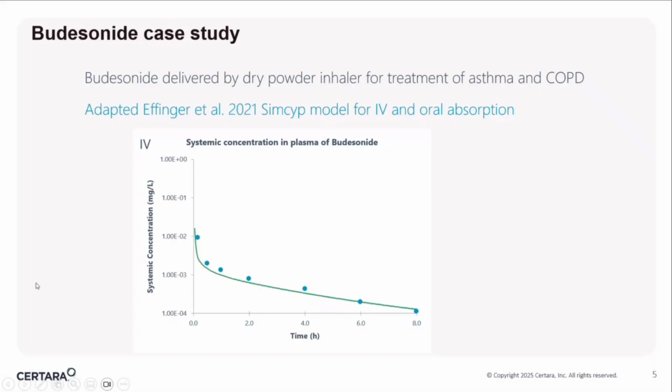So looking at budesonide, a treatment for asthma and chronic obstructive pulmonary disease. For this compound, there was a previously published model looking at IV and oral absorption. This is Effinger et al. 2021, and you can see a prediction against observations for an IV dose in the plot there.